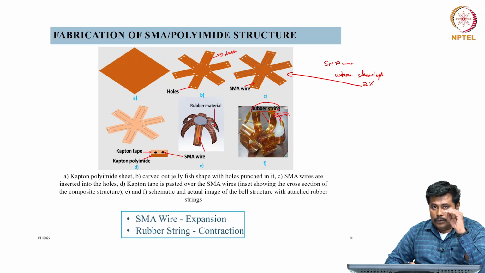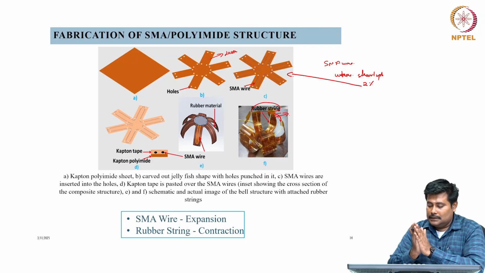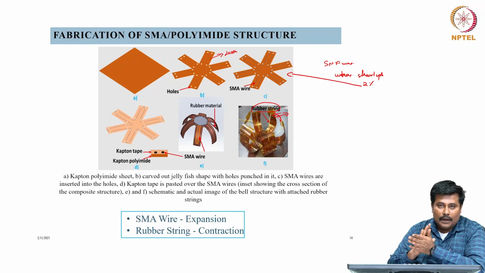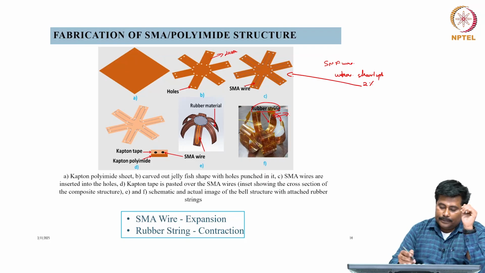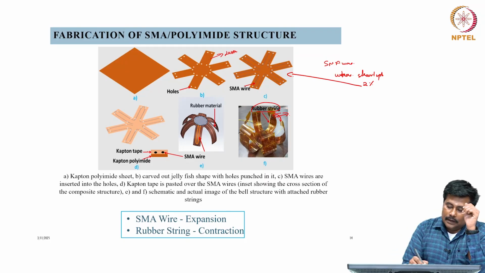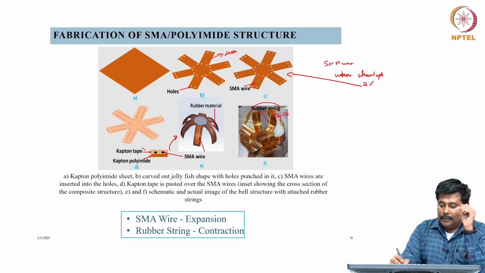So what we are trying to do is integrate these strained SMA wires inside these Kapton polyimide structures, and these Kapton polyimide structures are well encapsulated using a Kapton tape, which will be integrated into the system. This becomes an integrated structure with a Kapton tape and a Kapton polyimide, and this integrated structure is fixed into the rubber material.